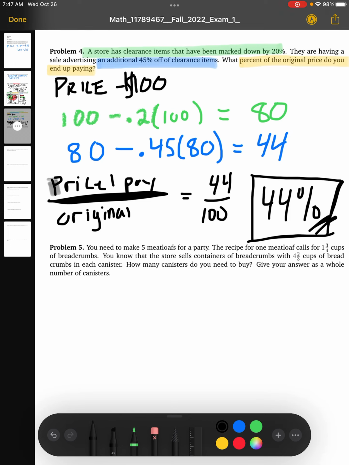So let's take a look at the problem. You need to make 5 meatloaves for a party. The recipe for 1 meatloaf calls for 1 3/4 cups of breadcrumbs. You know the store sells containers of breadcrumbs with 4 2/3 cups of breadcrumbs in each canister. So how many canisters do you need to buy? Give your answer as a whole number of canisters.